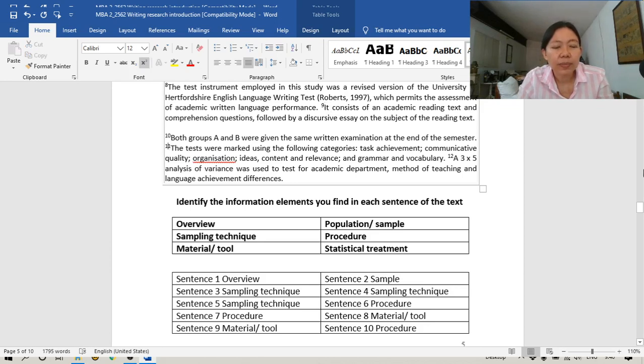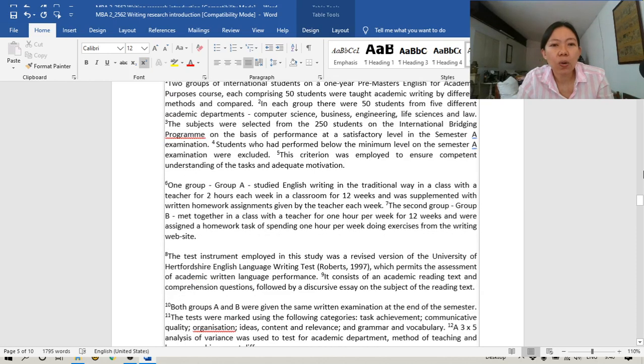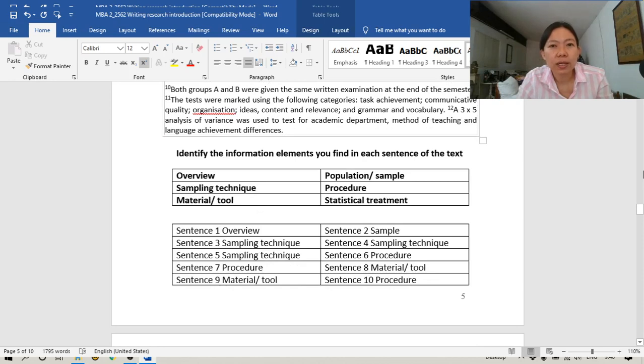And next, the tests were marked using the following criteria, the following categories: task achievement, communicative quality, organization, idea, content and relevance, and grammar and vocabulary. So we're still talking about the research tool. And the last sentence, a 3x5 analysis of variance was used to test for the academic department, method of teaching, and language achievement differences. Here we're talking about the statistical treatment. So these are all the answer keys for the research method.